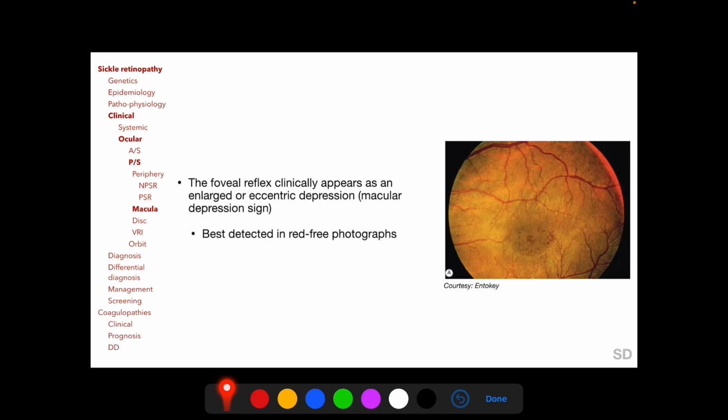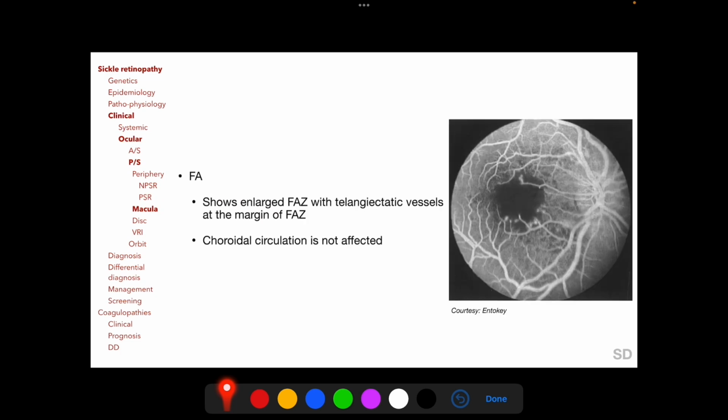In sickle cell maculopathy, the foveal reflex clinically appears as an enlarged or eccentric depression, which is called the macular depression sign, as seen here in this clinical photograph. Fluorescein angiography in eyes with sickle cell maculopathy shows an enlarged foveal avascular zone with telangiectatic vessels at its margins, as seen here in this fluorescein angiogram.